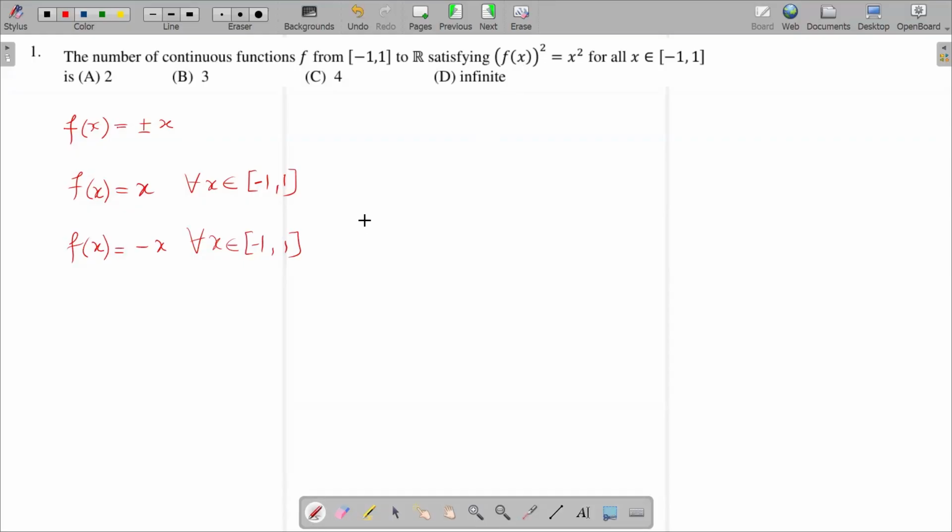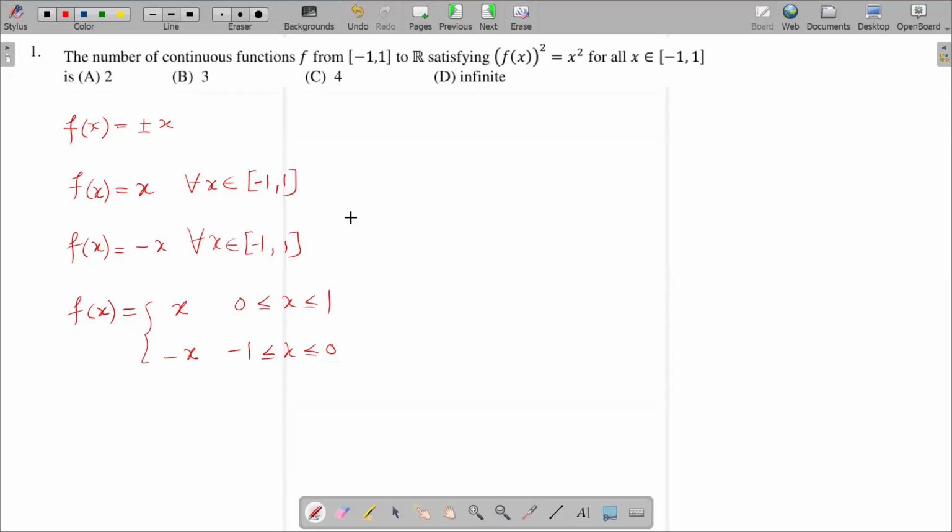Anything more? Some modulus function. What we are trying to say is any combination of these also can be tried out. Sometimes it is x, sometimes it is minus x, but we now want to maintain continuity. So if you want to maintain continuity, it's x for 0 less or equal to x less or equal to 1, and minus x for minus 1 less or equal to x less or equal to 0. Continuity is maintained, and this is basically mod x.